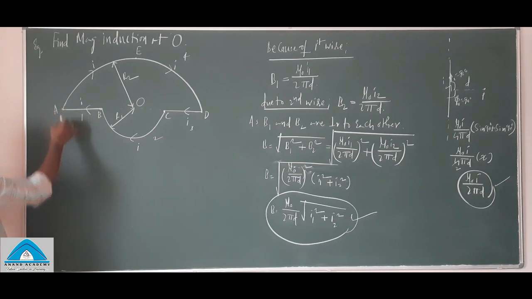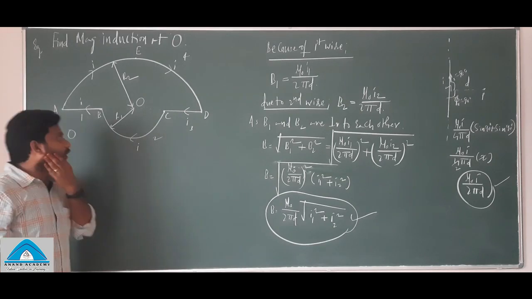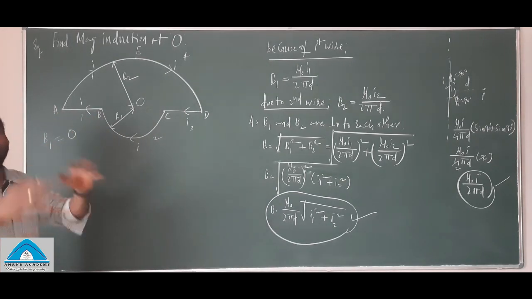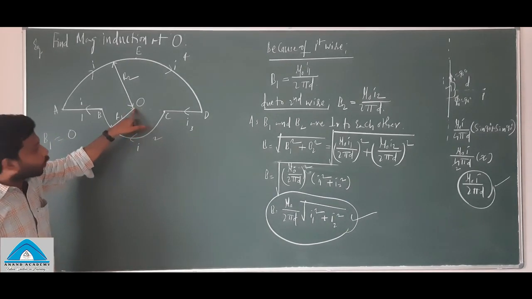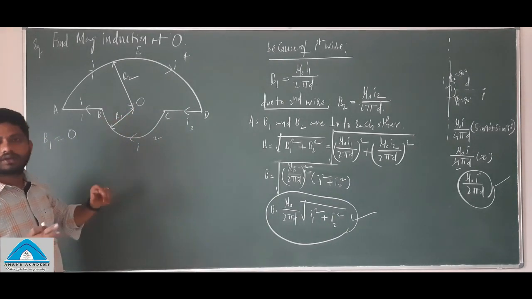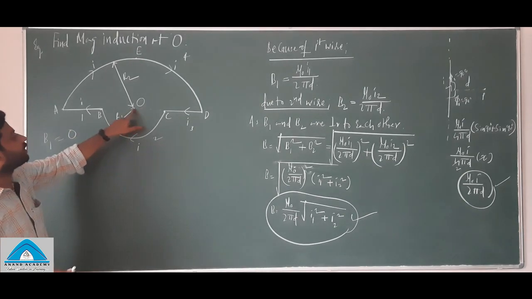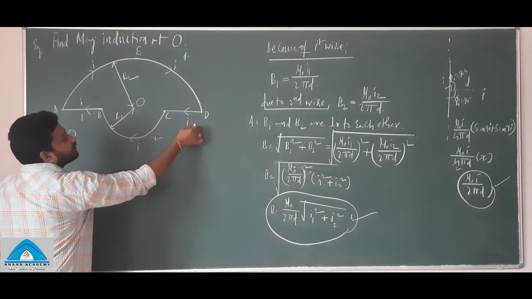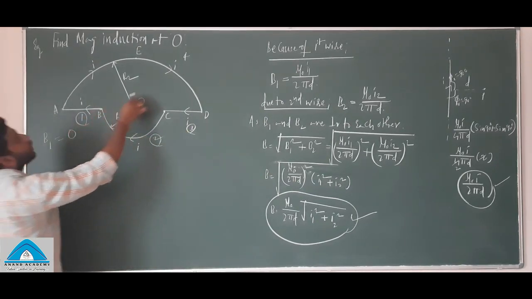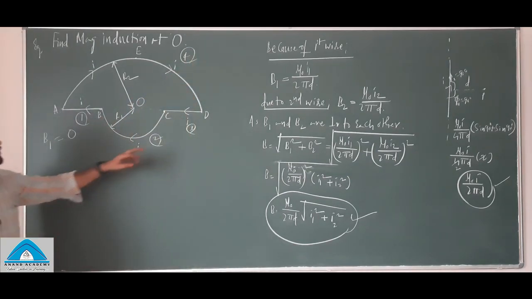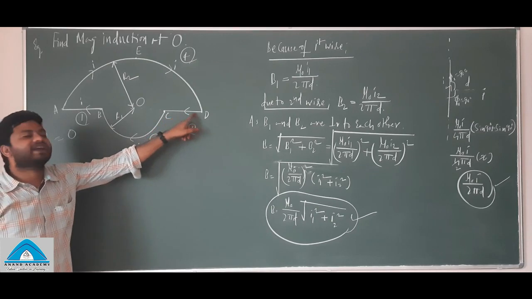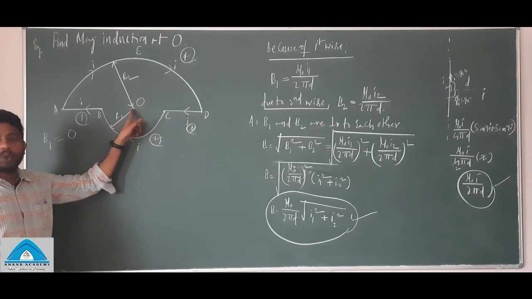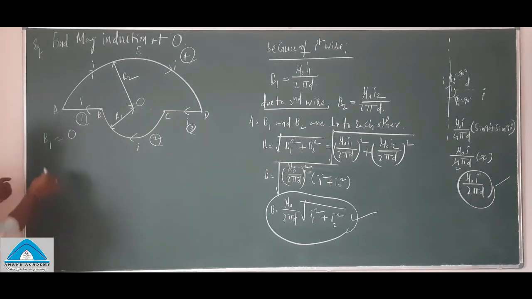Magnetic field due to the first wire. So B1 is equal to 0. When I say it is 0, why? Because this is the wire, finite or infinite, whatever it may be, the point O is located exactly on the axis of this one. At the same time, the third wire also, you can see, the point O is located on its axis, finite or infinite, whatever it may be. Now, directly B3 also is equal to 0.